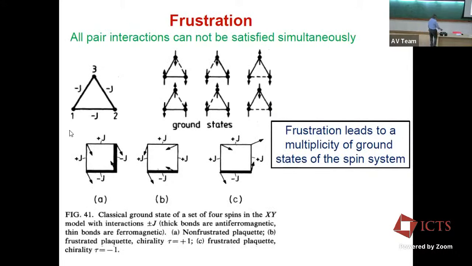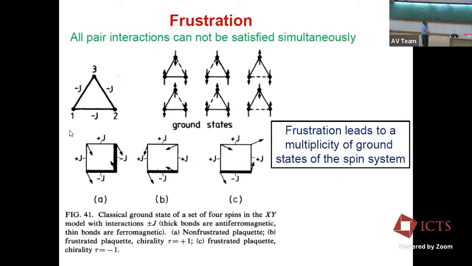So when people thought about these things, one thing that played an important role in their thinking is what is known as frustration. And frustration basically means that the system is called frustrated if all the pair interactions cannot be satisfied simultaneously. What is meant by satisfied? There is a pair interaction like that, some coupling constant times S1 dot S2. And if S1 and S2 can take orientations which minimize this energy, then that particular bond is satisfied. So if all interactions cannot be satisfied, that basically means that you cannot minimize all the pair interactions simultaneously by any choice of the orientations of the spins.